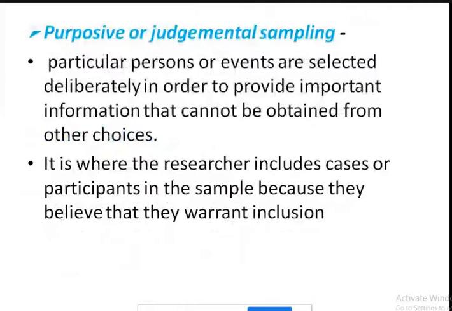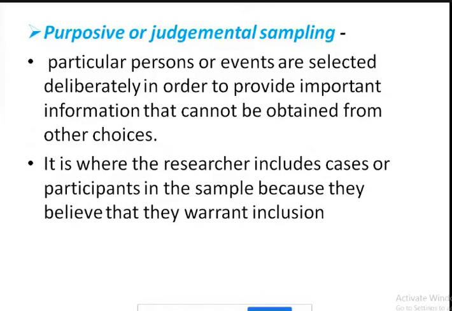Then, purposive sampling or judgmental sampling. Here, we purposefully select the samples. Particular persons or events are selected deliberately in order to provide important information that cannot be obtained from other choices. The researcher includes cases or participants in the sample because they believe that they warrant inclusion, which means the researcher thinks they cannot be avoided.